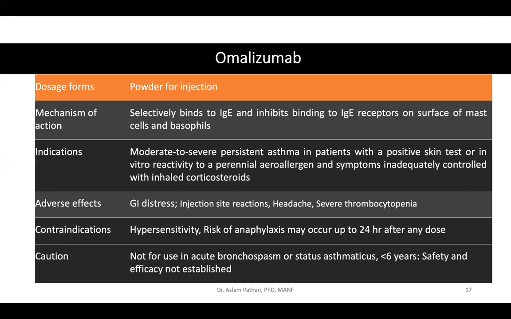Cautions: omalizumab is not for use in acute bronchospasms or status asthmaticus. In children less than 6 years, safety and efficacy of omalizumab is not established, so it is recommended to avoid the use in children less than 6 years of age.